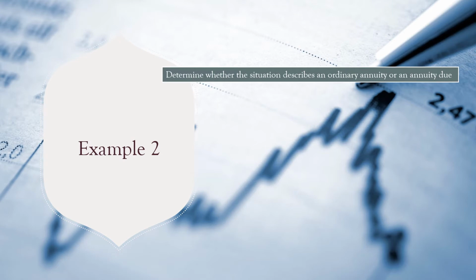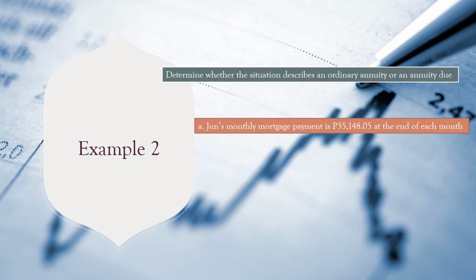Let's proceed to example number 2. This time, we will determine whether the situation describes ordinary annuity or annuity due. So A, June's monthly mortgage payment is 35,148 pesos and 5 centavos at the end of each month. So, ang tatandaan dito ay kailan siya nagbabayad. So, at the end of each month. Since it is at the end of each month, therefore, this is an example of ordinary annuity.